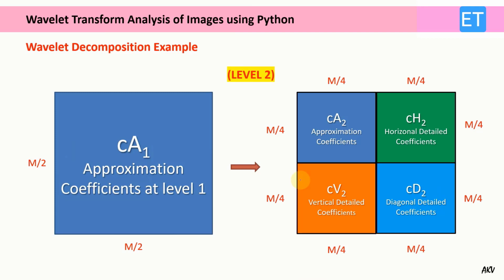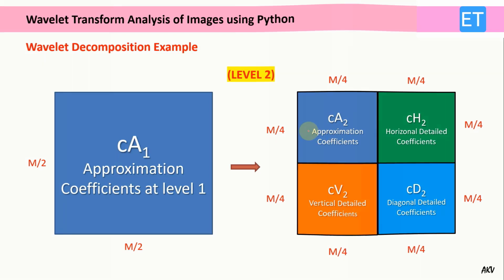So as you can see, that CA1 matrix is further decomposed in a similar manner into four matrices, and our size will be reduced further to m by 4 and m by 4. Okay, and if you want to go for the third level decomposition, then again CA2 will be decomposed further into these four matrices. So you can do the multi-level decomposition.